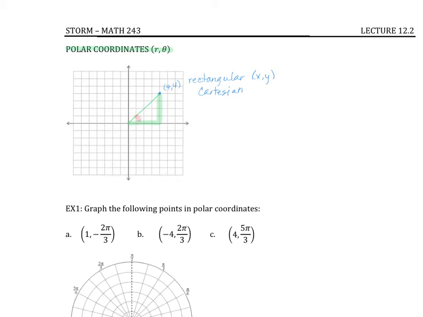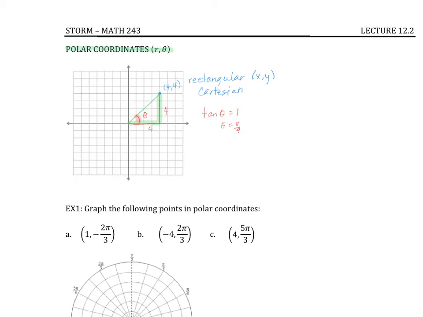If I look at my angle theta, I notice that the side opposite of theta is 4. The side adjacent to theta is 4. So opposite over adjacent would be our tangent of theta. That would be equal to 4 over 4, or 1. So tangent is equal to 1 in quadrant 1 when theta is equal to pi over 4. So I have my theta value for my polar coordinate.